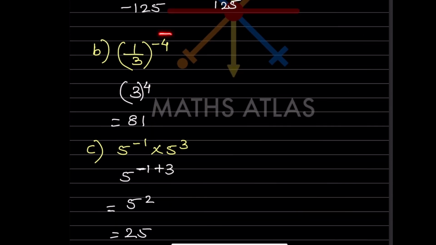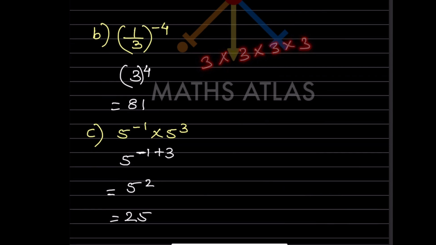Now again here you have the negative exponent, so we have to make it positive. So this will go in the numerator, divided by 1. We don't have to write that 1 because 3 divided by 1 is 3. So 3 raised to 4. When you multiply 3 four times, that is going to be 81.